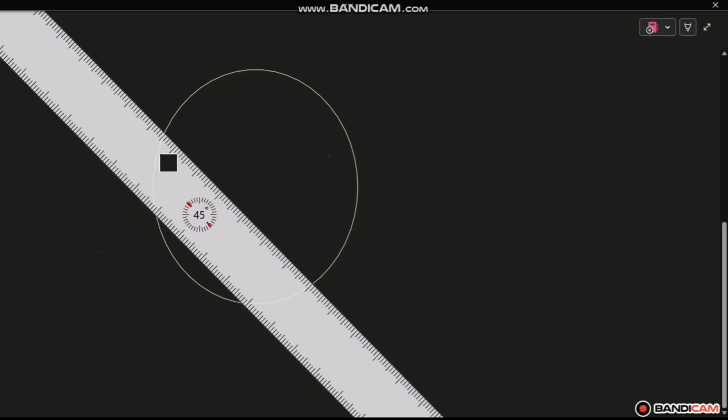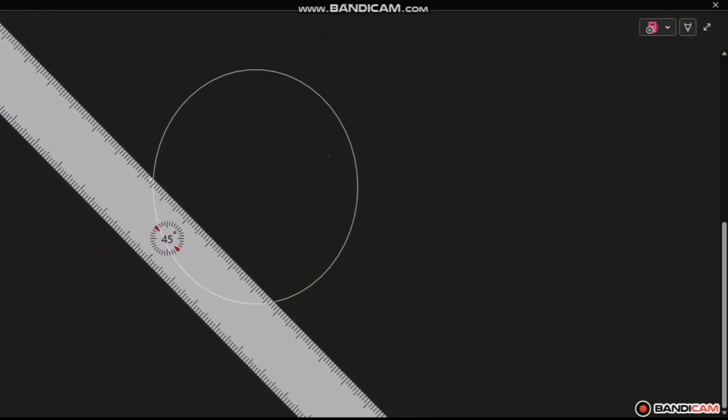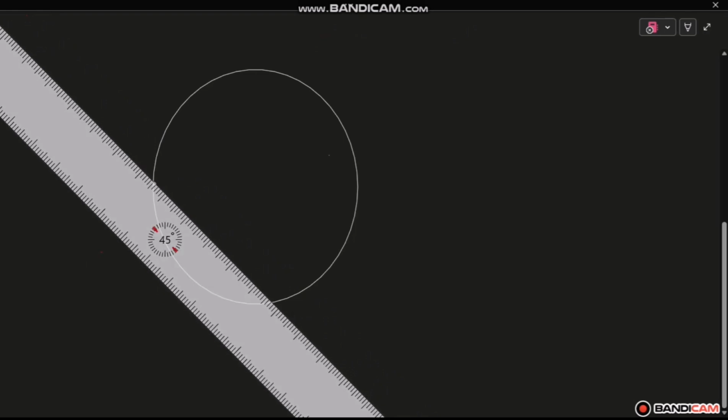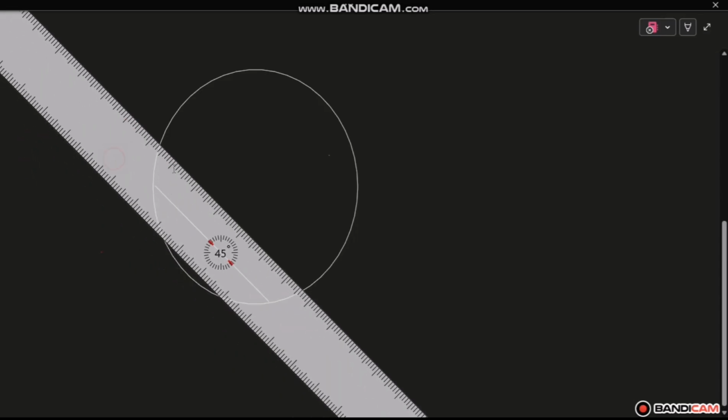Let's try to draw something here. Alright, let's adjust our ruler. I just want to draw a quadrilateral inside this circle.